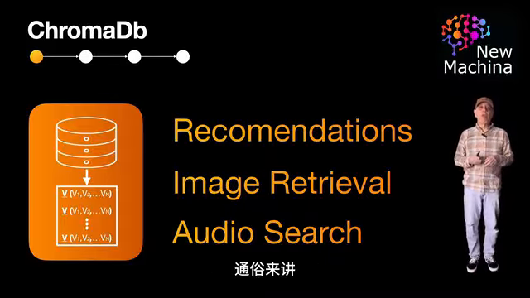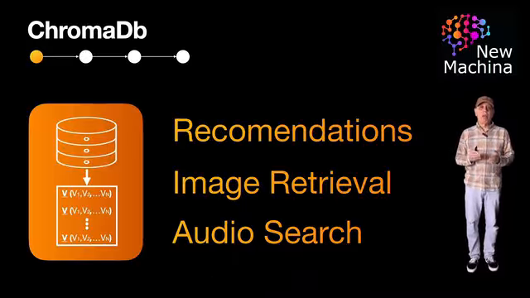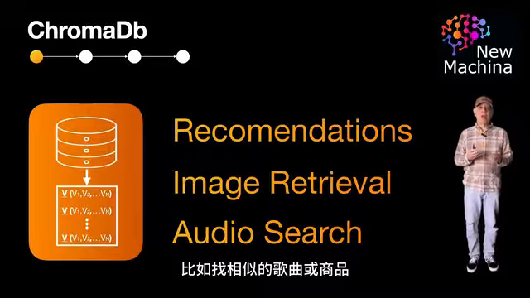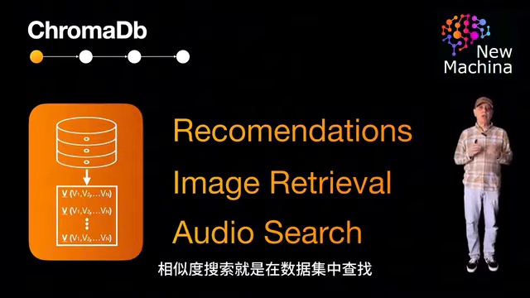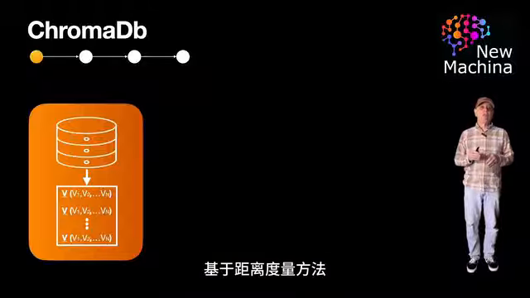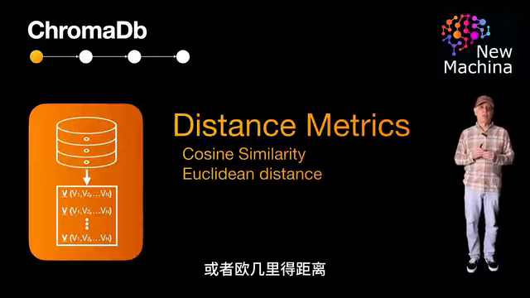In simple terms, ChromaDB helps find items that are similar to each other, like finding similar songs or products, by comparing their data points represented by vectors. Similarity search involves finding vectors in a data set that are most similar to a given query vector using distance metrics like cosine similarity or Euclidean distance.